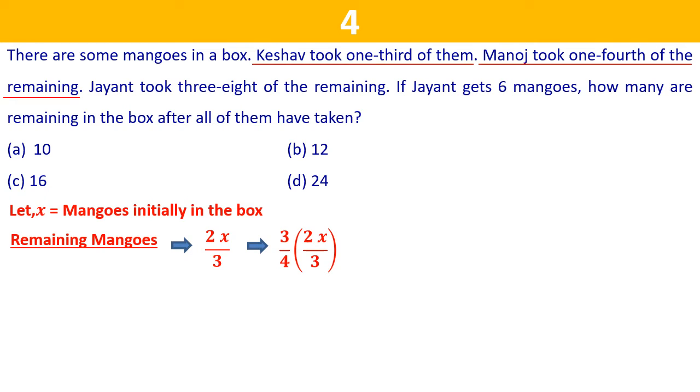यानी मनोज ने मैंगोज लेने के बाद अभी कितने बचे हैं? 3/4 of 2/3 x. Further it is said that Jayant took 3/8 of remaining. Means he has taken 3/8 of 3/4 of 2/3 x.